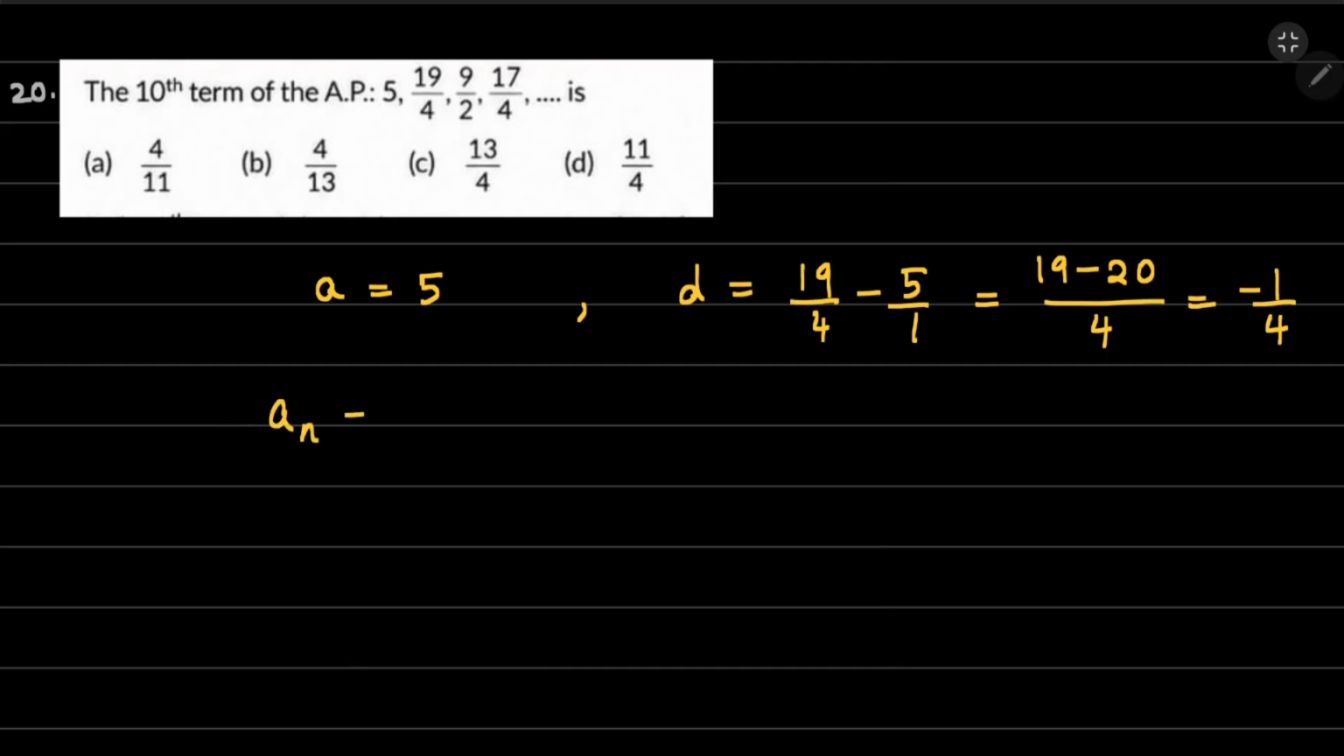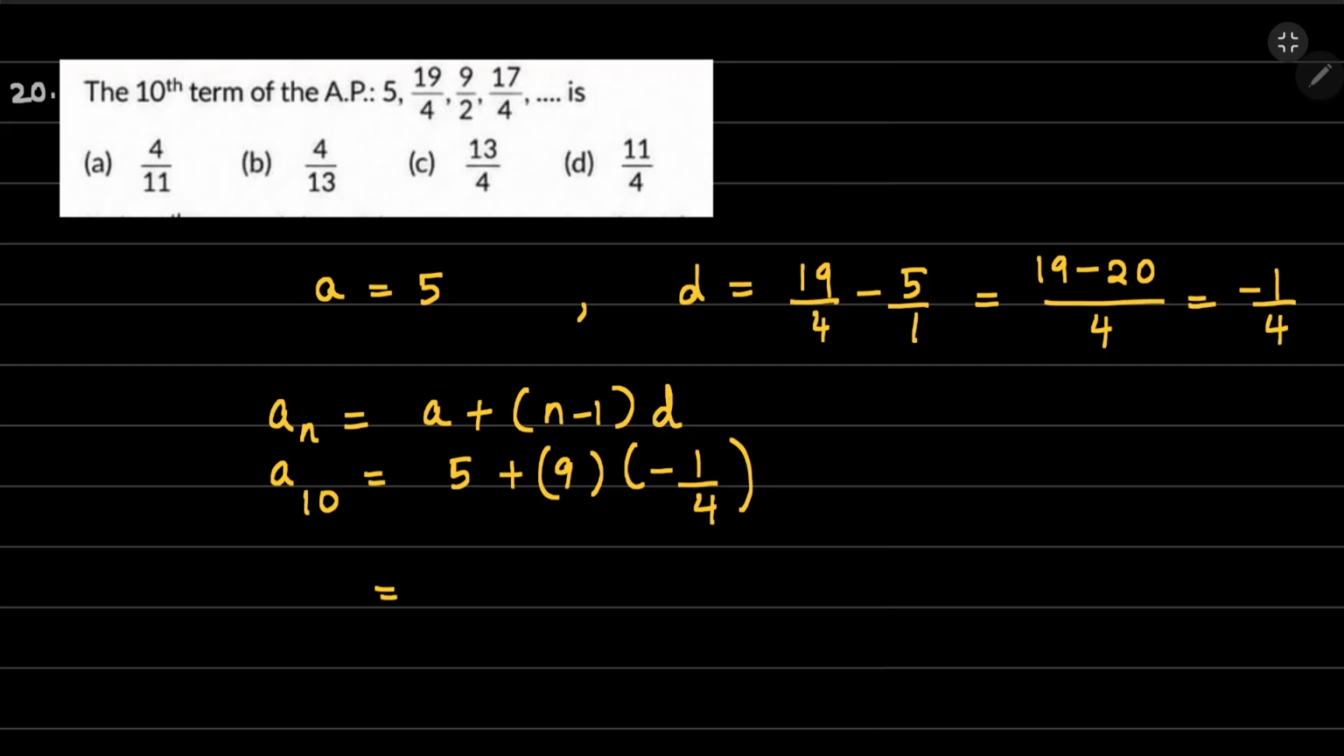You can use the nth term formula, which is A plus n minus 1 into d. So the 10th term is calculated using A is 5 plus, n is 10, 10 minus 1 is 9, multiplied by d, which is minus 1 by 4. So this is 5 minus 9 by 4. Again the LCM is 4: 4 5s are 20 minus 9, which is 11 by 4, the 10th term. Option D is correct. Let's move on to the next question.